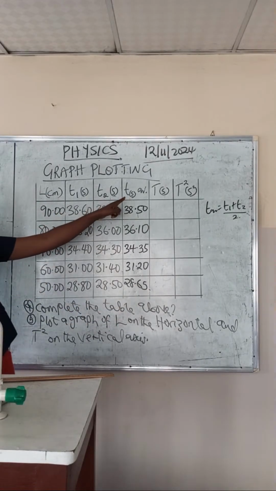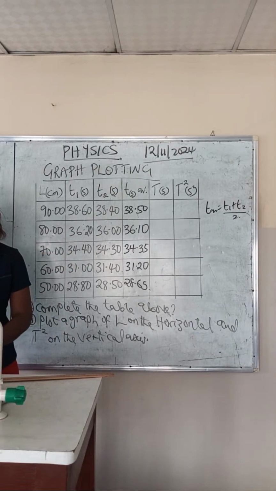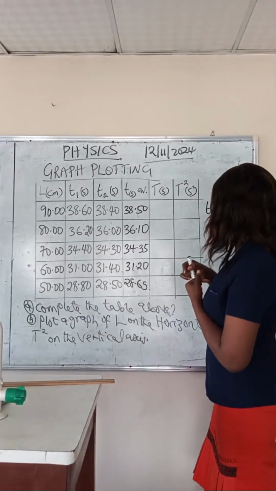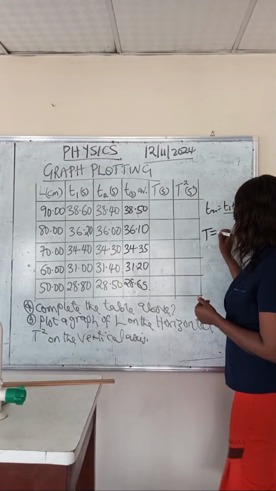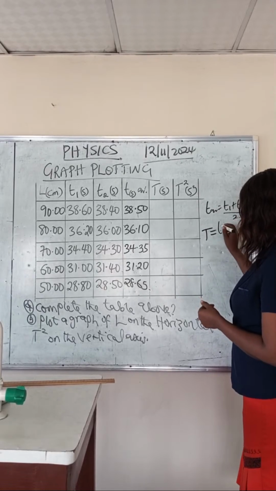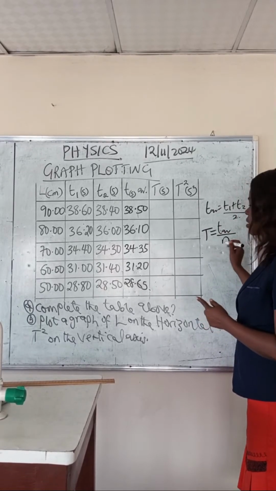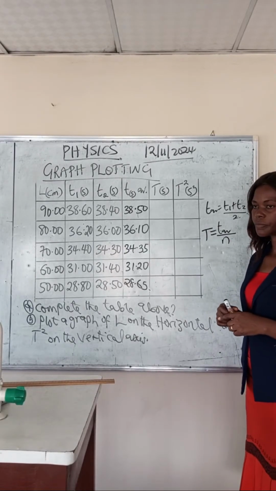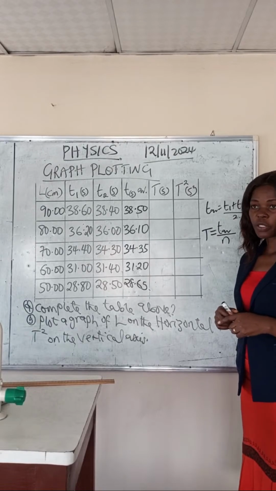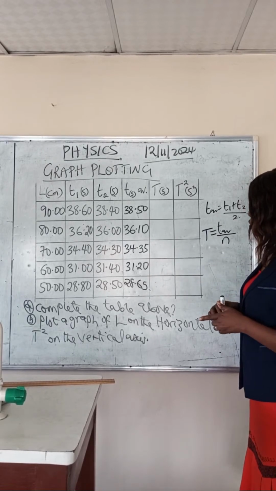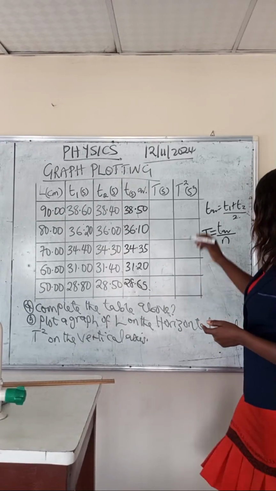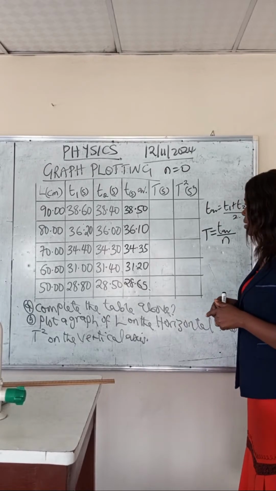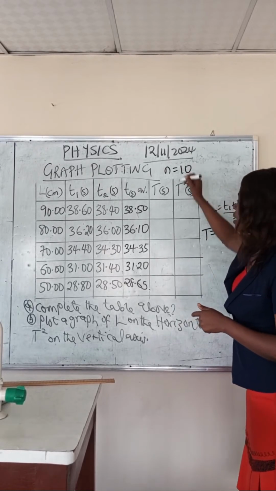Now, this is the average T. How do we get the period? Capital T in physics means what? Period. Now, this period, T, is equal to T average over the number of complete oscillations. But the number of complete oscillations is not given. So I'm going to give you, let's use 10. N is equal to 10.